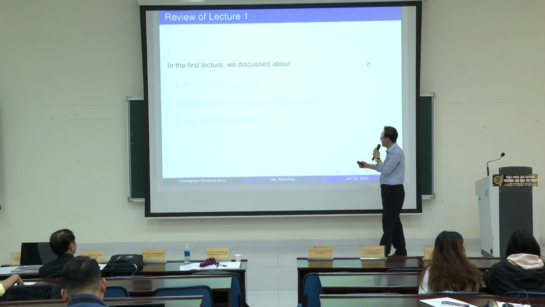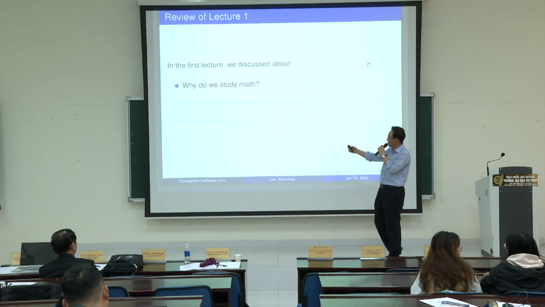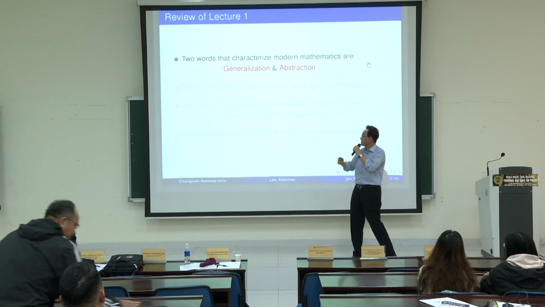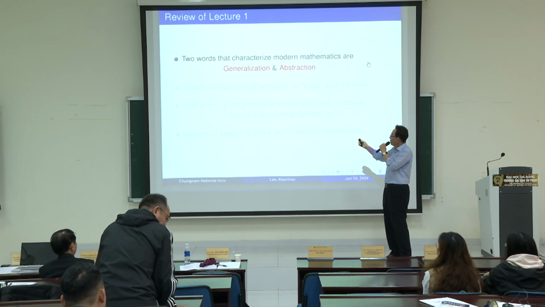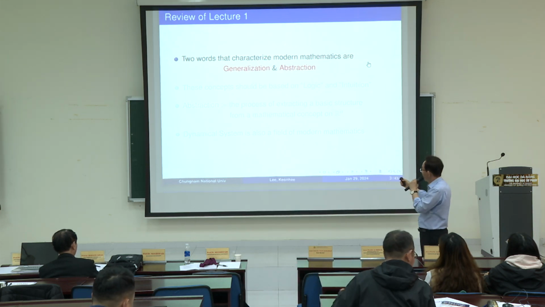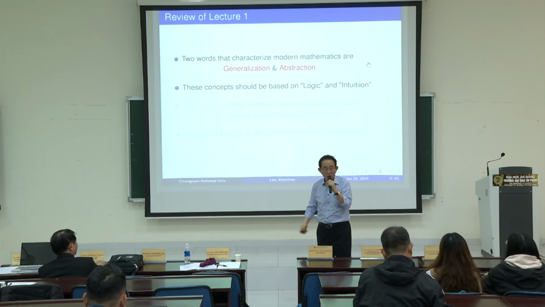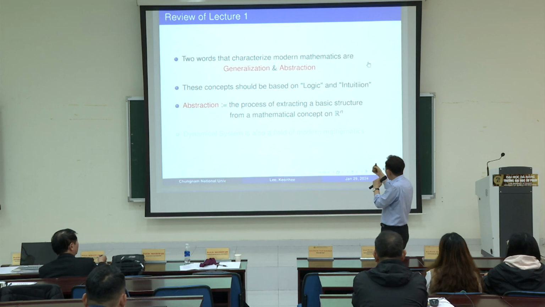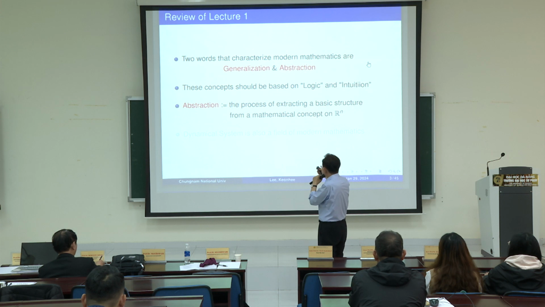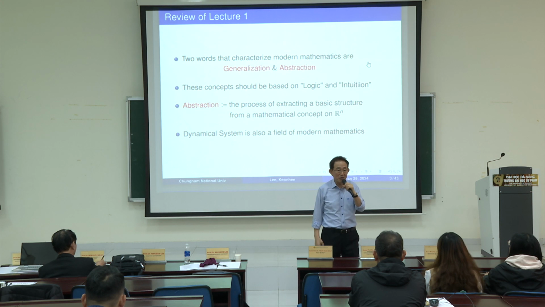Okay, let me start with a review. In the first lecture we discussed why we do mathematics, what the characteristics of modern mathematics are, and why mathematics is important. The two words that characterize modern mathematics are generalized and abstract. These concepts should be based on logic and intuition. What is abstraction? Abstraction is the process of extracting a basic structure from a mathematical concept on Rn. And the dynamical system is a field of modern mathematics.